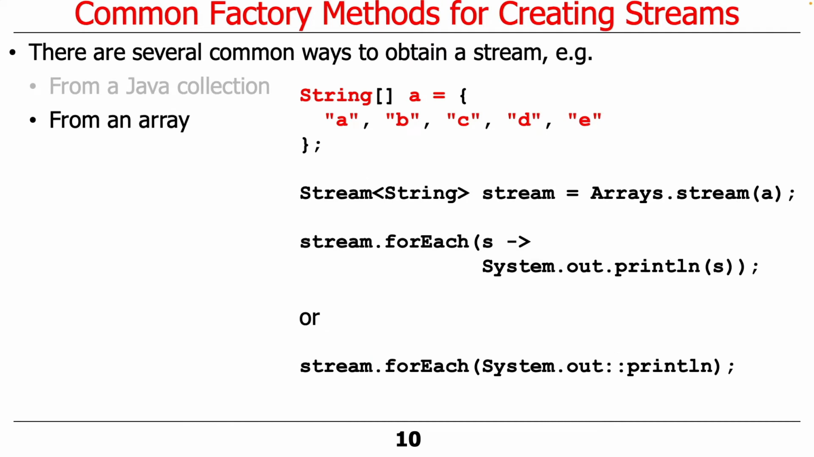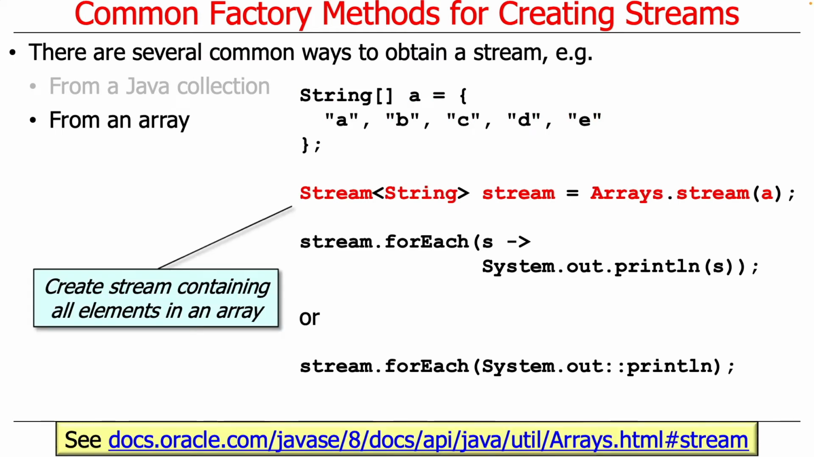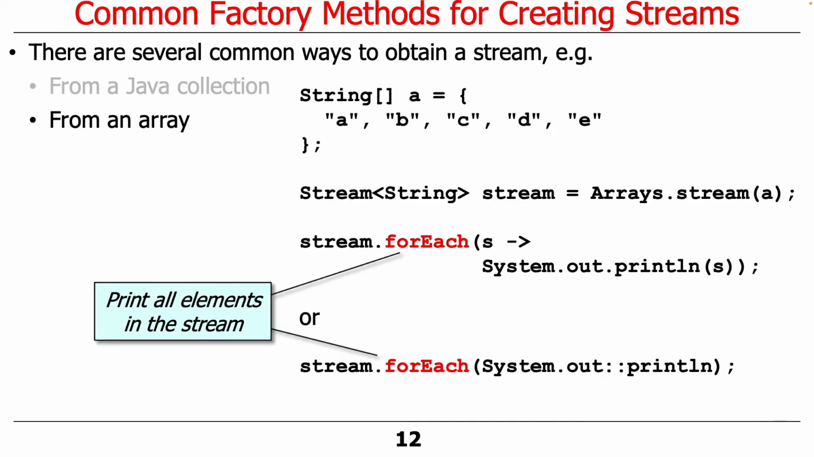Another way to create a stream is from an array. Here we have an array of strings, and you can see that we can use the Arrays utility class and its stream factory method to convert the array into a stream. Once we have a stream, we can print its contents. Here we can use the forEach method, which is a stream method, and we can use either a lambda expression or a method reference to print the contents of that array out. So that's one way to do things.